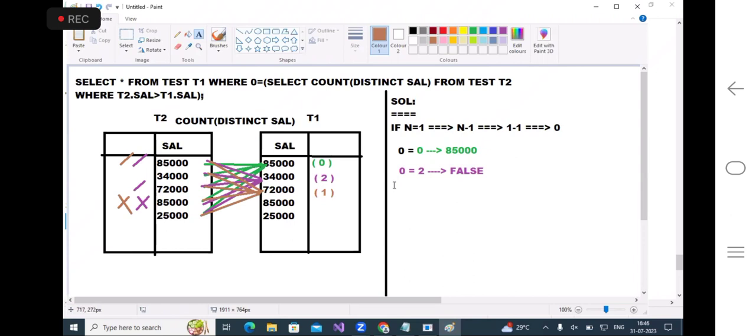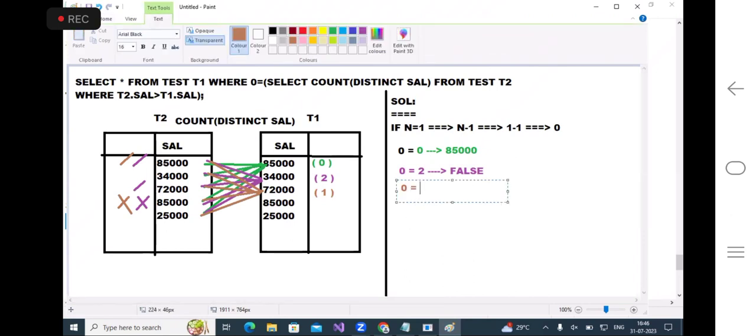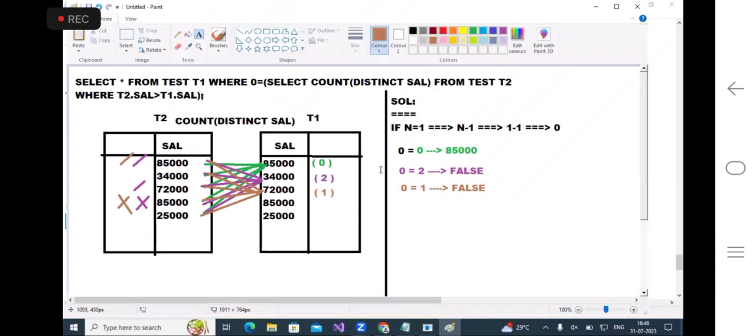So now the inner query returns the value 1, and the 1 is compared with the outer value. So the outer value is 0, and 0 is equal to 1. Condition true or false? False. So just leave it.